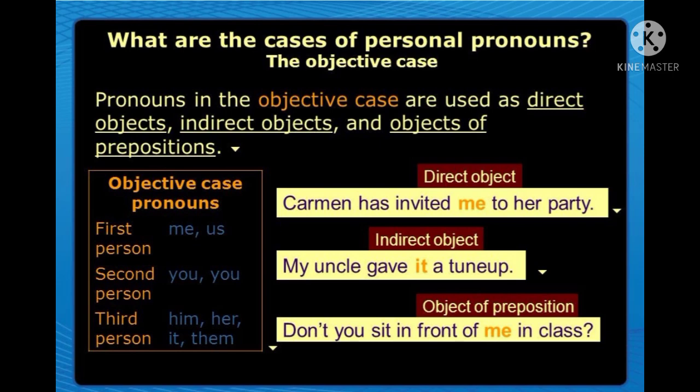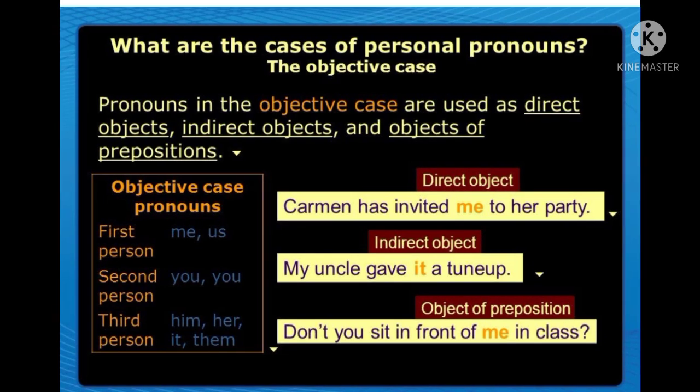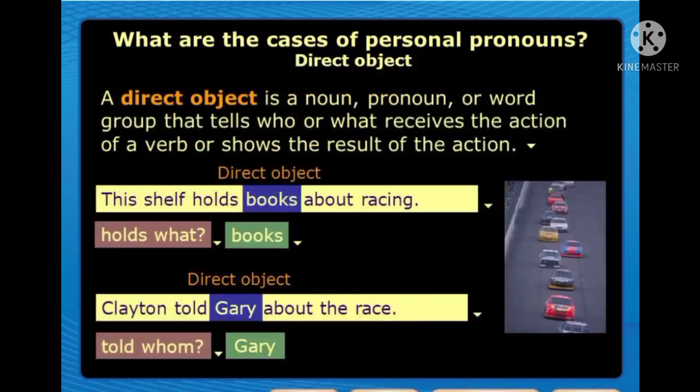My uncle gave it a tune-up. It is the indirect object. Don't you sit in front of me in class. Me is the object of the preposition. A direct object is a noun, pronoun, or word group that tells who or what receives the action of a verb or shows the results of the action.